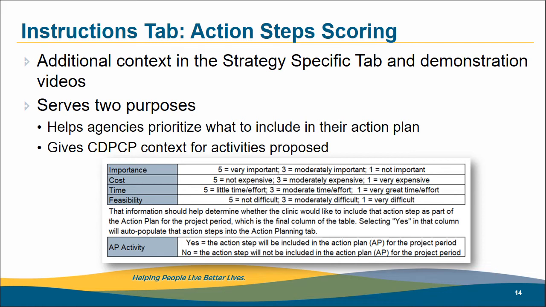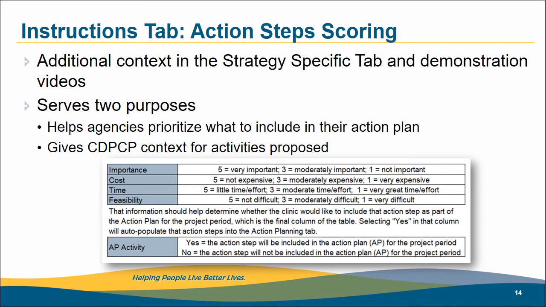Our hope is that by reflecting on these 4 elements, it will serve 2 purposes. 1, our hope is that it will help your organization prioritize which action steps should ultimately be included in your action plan. You'll notice that there's a column within the strategy-specific tab that says AP activity. That's where you're able to indicate, yes, this action step will be included in the action plan for the project period, or no, this action step will not be included. For any action step that has yes in that column, that action step will automatically be pre-populated into your action planning tab. This is a way for us to better connect the information on the strategy specific tab to the action plan that your program will ultimately implement as part of the project period.